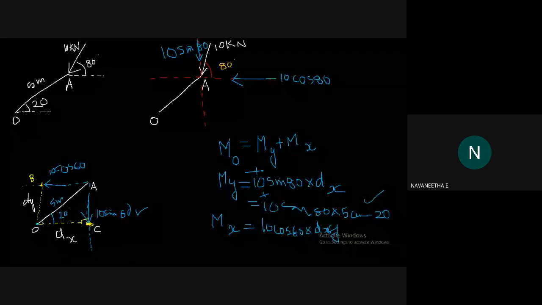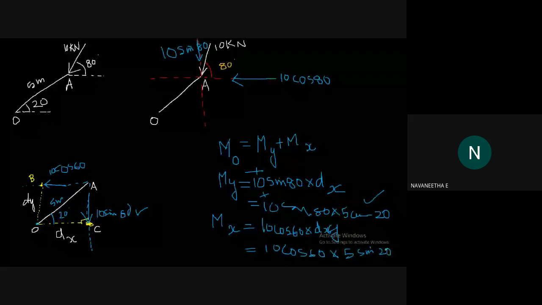Tell me what is the value? Yes, 5 sin 20. So here you can write in the next step, that is 10 cos 60 into what? 10 cos 60 into 5 sin 20. Okay, 5 sin 20. Is it clear?